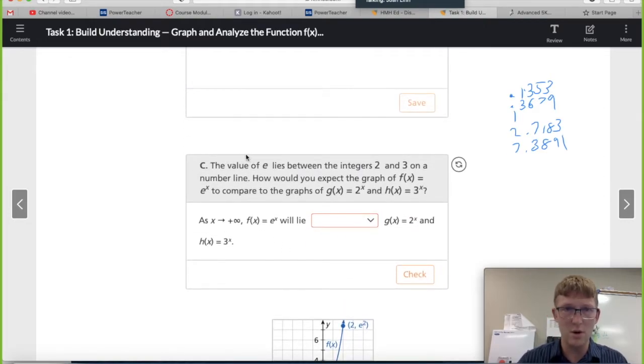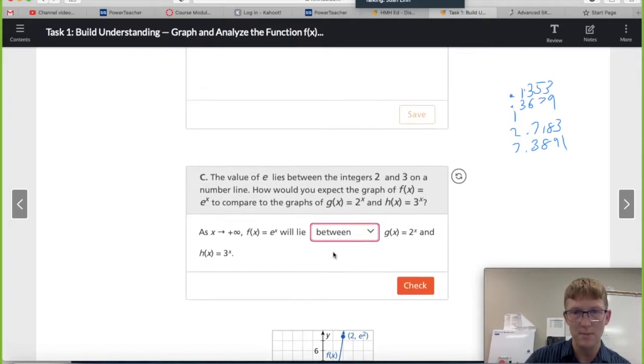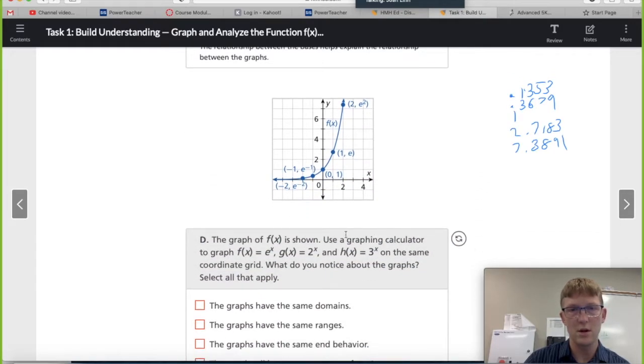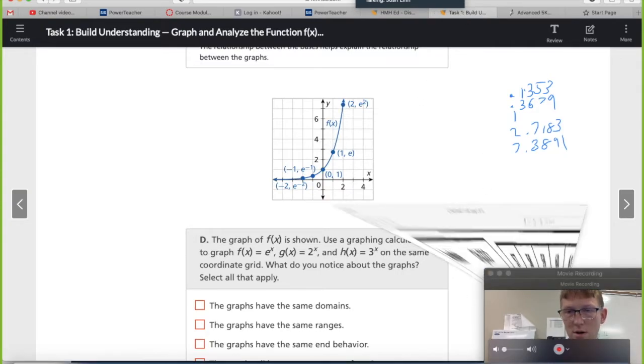It is worth noting the value of e lies in between 2 and 3 on the number line. So how would you expect the graph of f of x equals e to the x to compare to the graphs of g of x, 2 to the x, and 3 to the x? 2 to the x would be less than e to the x. 3 to the x would be greater than e to the x. So as x approaches positive infinity, f of x equals e to the x will lie between those two functions. So here is the graph.